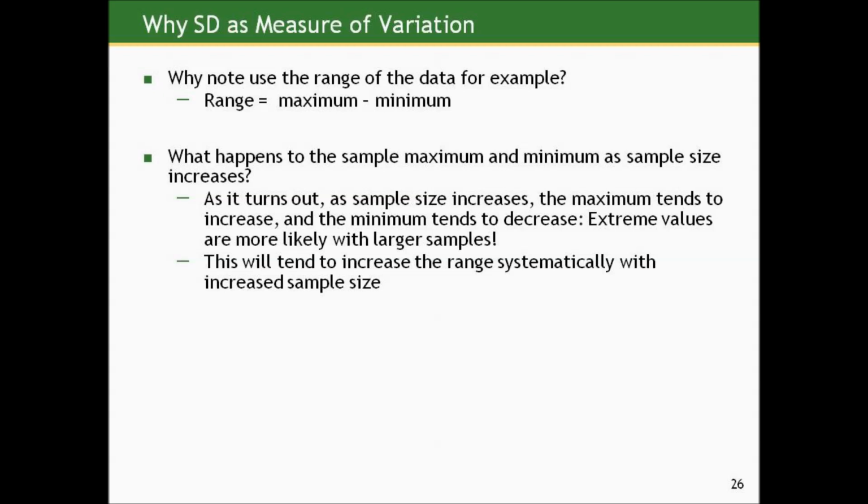Why do we use the standard deviation as a measure of variation? Why don't we use, for example, the range of the data, like the maximum value minus the minimum? That would be a good measure of variation at the population level where it's fixed. But it turns out, because of something I mentioned before, there's an unfortunate systematic link between the size of the sample we take and the values for the range we'll tend to get. Remember, extreme values become more likely with larger samples, and as it turns out, under random sampling, the maximum tends to be larger with an increased sample size, and the minimum tends to be smaller. So extreme values are more likely with larger samples.